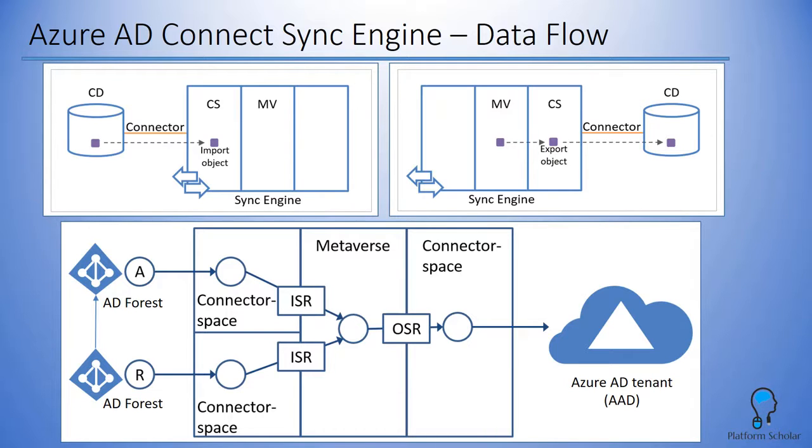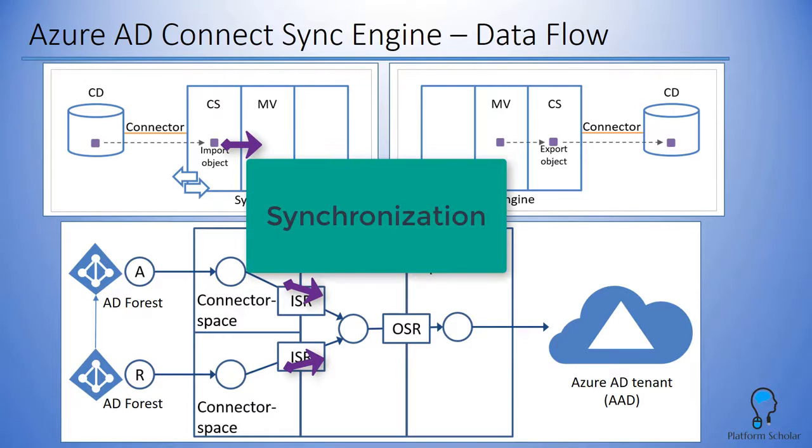Once imported, the data from the connector space or spaces has to then be merged into the metaverse, which represents the persistent database on the sync server. This is a locally stored database that's not overwritten, but can be updated with new information or new objects from an incoming connector space. The process of updating data between a connector space and the metaverse is called synchronization within the server.